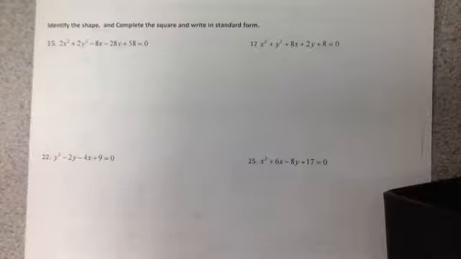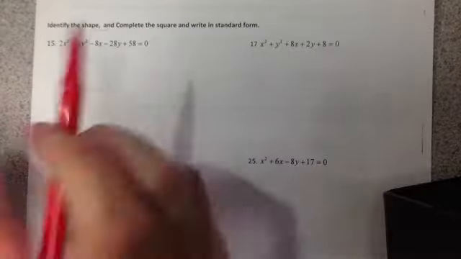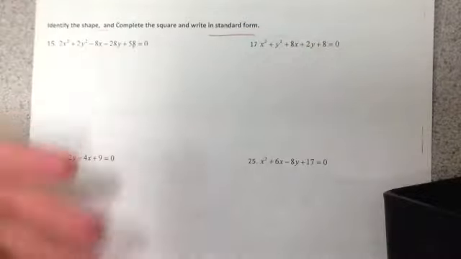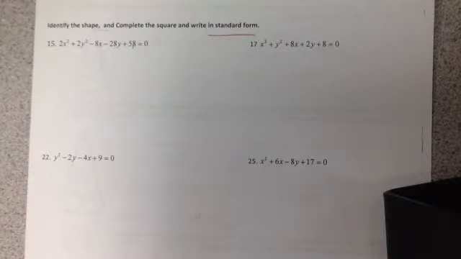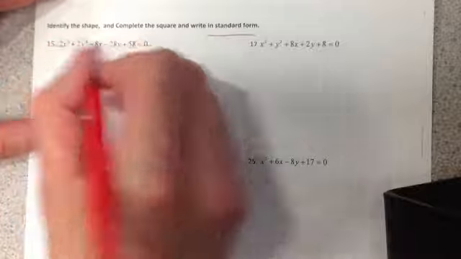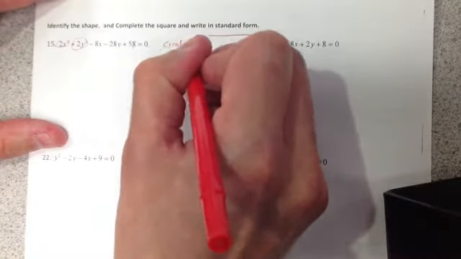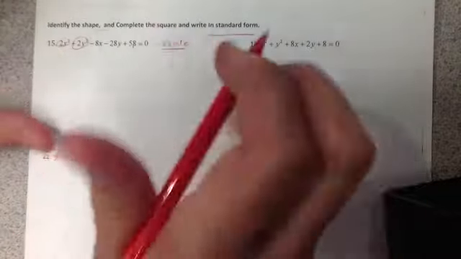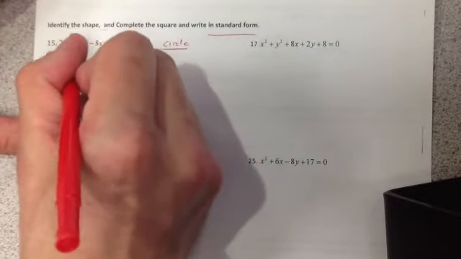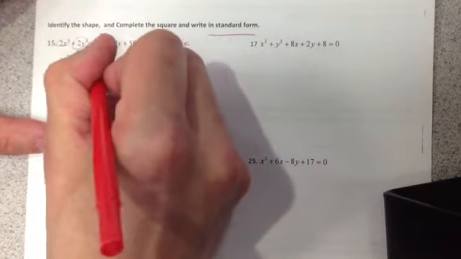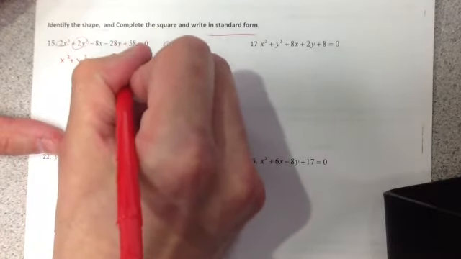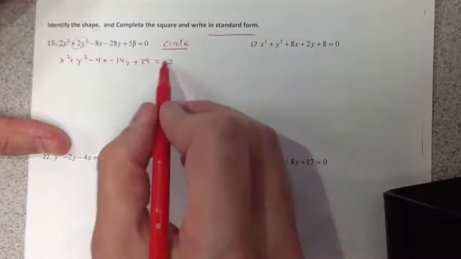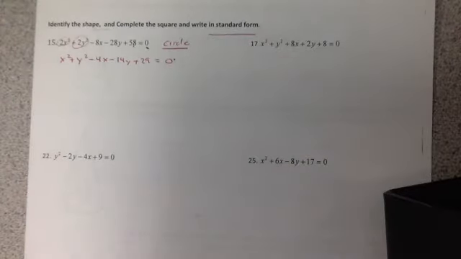So let's take a look down here. Identify the shape and complete the square, and then write the following in standard form. The first thing to do is identify the shape. A equals B. This is a circle. Now, before I complete the square, I notice they're all divisible by 2. So I'm going to divide everything by 2. That just makes it a little bit easier for us. Minus 4x minus 14y plus 29 equals 0. As long as you divide the 0 by 2, you can do whatever you want.